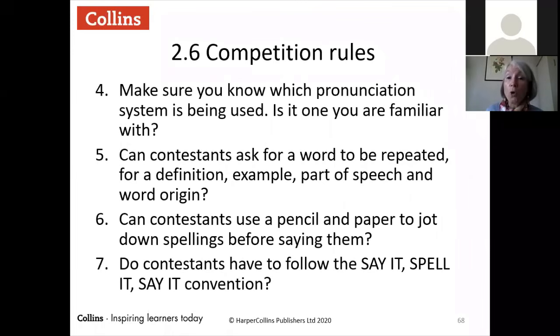Make sure you know what pronunciation is going to be used in the competition. If it's in India, is it going to be a well-educated Indian accent? They're not shipping somebody in from the UK or the US, are they? Make sure you know that, because you want to prepare your students. Make sure they can ask for the questions. Can they use pencil and paper to jot spellings down before saying them? Do contestants have to follow the say it, spell it, say it convention?